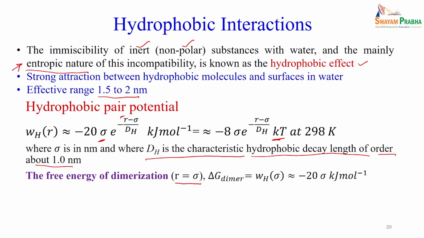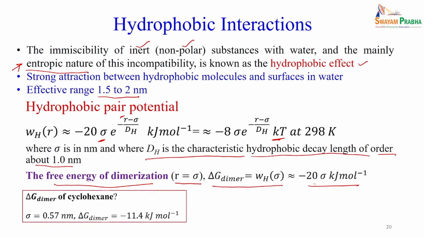So this potential is called the free energy of dimerization. So delta G dimerization is the W_H at sigma. So this exponential term will be 1, and we are going to have minus 20 sigma kilojoule per mole. This is the free energy of dimerization. The free energy of dimerization is known for many molecules. We will just see one example here.